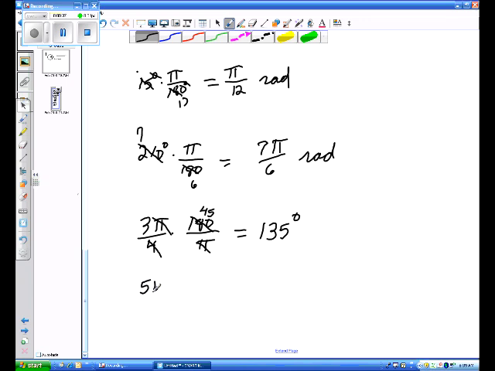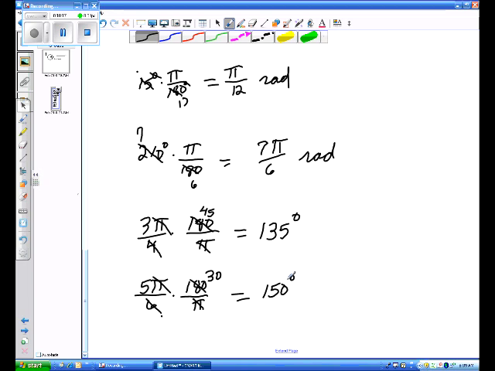If we have 5 pi over 6, and we want to change this, then we're going to multiply it by 180 over pi. Our pi's will cancel. 6 is going to go into 180 30 times, and 5 times 30 is 150. So we can change from degrees to radians by multiplying by pi over 180, or change from radians to degrees by multiplying by 180 over pi.